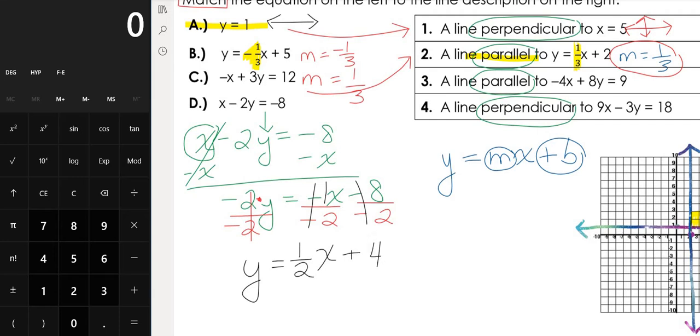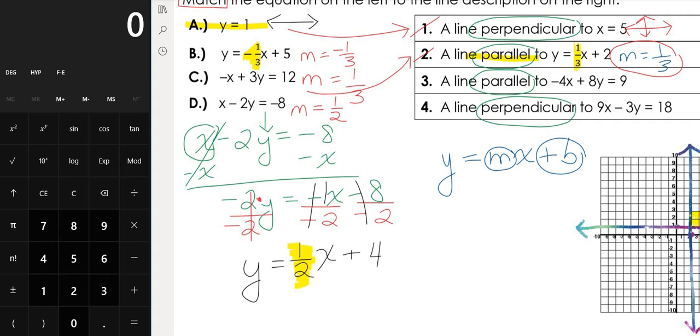Now, we really only care about the slope when we're talking about things being parallel or perpendicular. So let's go ahead and hone in on the slope here, which is a positive 1/2. I'm going to go ahead and write that down. M equals 1/2. And let's see if it matches up to anything on the right. Okay, so we've already used up choice 1 and choice 2. Now we have choices 3 and 4.